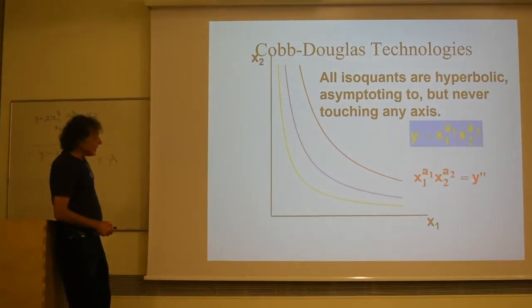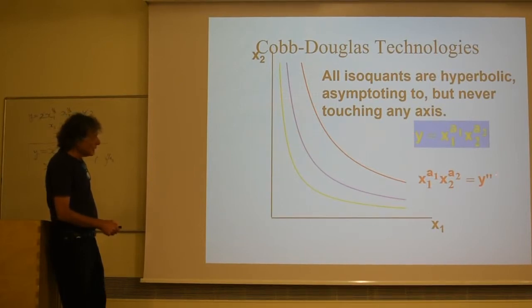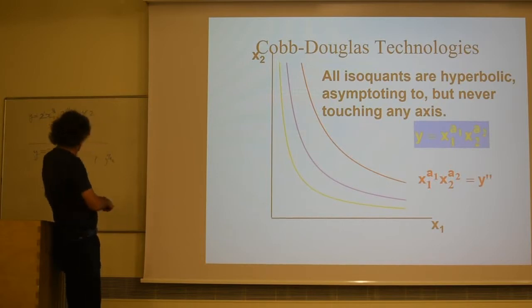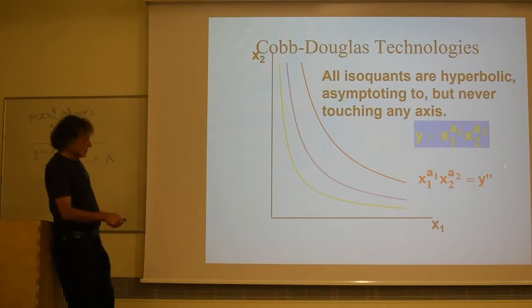So you take a specific one, what does it mean? y equals y double prime. So a very specific one. So this is all combinations of x1, x2 such that x1 to the a1, x2 to the a2 equals y double prime. And then I can tell you, it's written here, how x2 relates to x1, where this is fixed at the level y double prime.